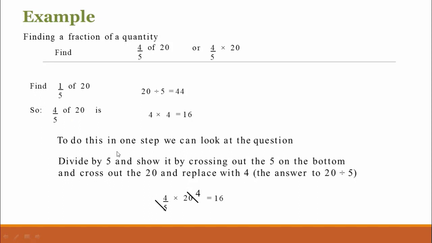So to do this in one step, we can look at the question: divide by 5 and show it by crossing out the 5 on the bottom and crossing out the 20 and replacing it with 4. So the result of this fraction form, 4 by 5 multiplied by 20, is equal to 16.